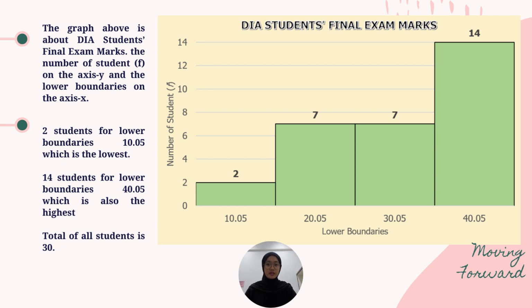For this graph of data, we choose to use the number of students, which is F, on the axis Y, and the lower boundaries on the axis X. From the data above, we got 2 students for lower boundary 10.05, which is the lowest. Next, we got 7 students for both lower boundary 20.05 and lower boundary 30.05. Lastly, we got 14 students for lower boundary 40.05, which is also the highest one in the data shown. The total of the students here is 30 people.